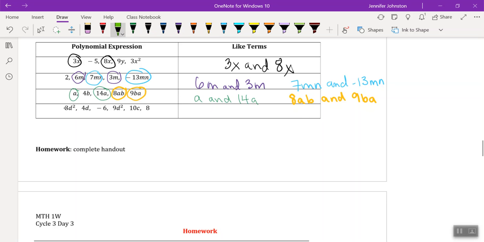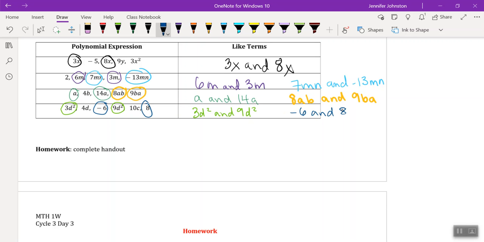And then lastly, let's look. This one has 2 d's because it's d squared, this one's 1. Hey, there's something else with 2 d's. So 3d squared and 9d squared could go together to give us 12d squared. Anything else like terms? I do see a like term here. Do you see it? The negative 6 and the 8 can also go together. If we added those together, we would get plus 2.